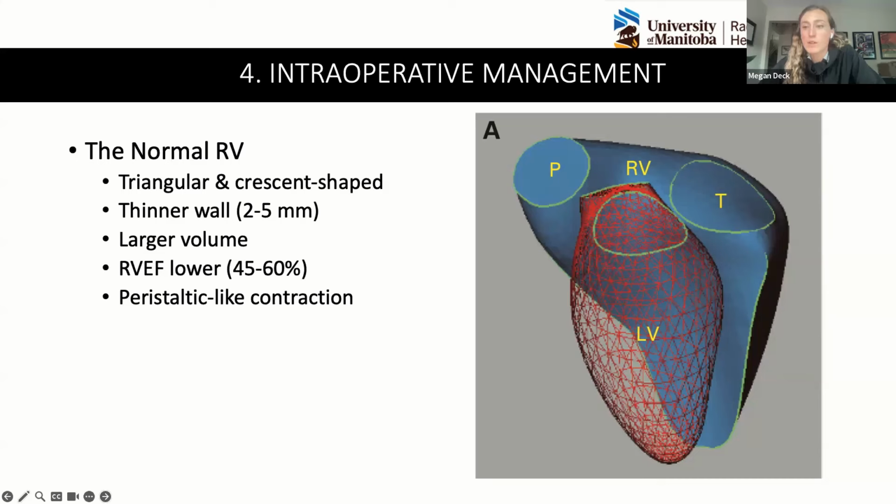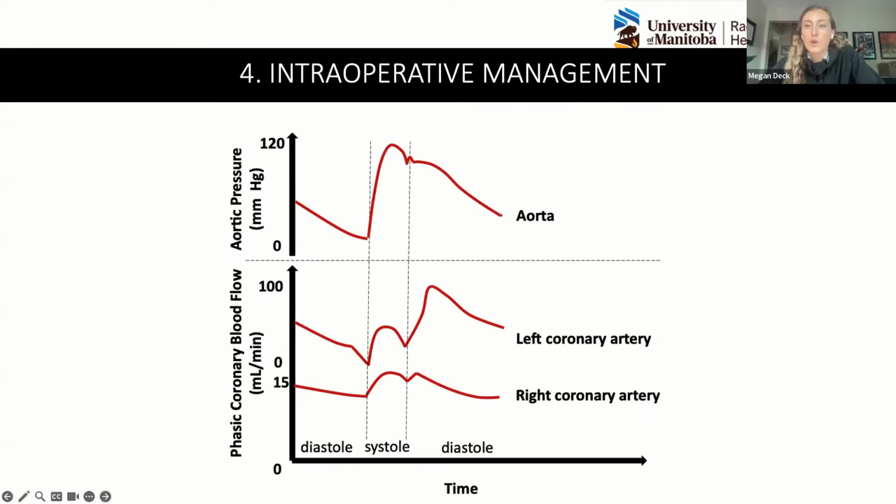The most important movements are the inward movement of the free wall, contraction of the longitudinal fibers moving the tricuspid annulus toward the apex, as well as LV free wall contraction. Coronary perfusion to the RV occurs in systole and diastole, compared with the primary diastolic flow of the LV, making the RV very dependent on systolic blood pressure and relatively intolerant to systemic hypotension. This image here shows the relationship between coronary blood flow and aortic pressure.